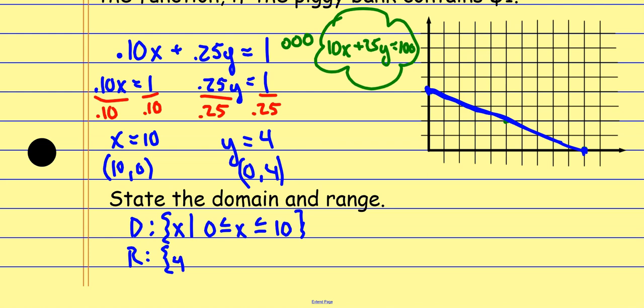And then the range, talking about my quarters this time, y such that, well, think about the y values. 0 is the least number I could have. I can't have negative quarters, but the most I could have is 4 because that's what gives me the $1. And it could be any number in between.